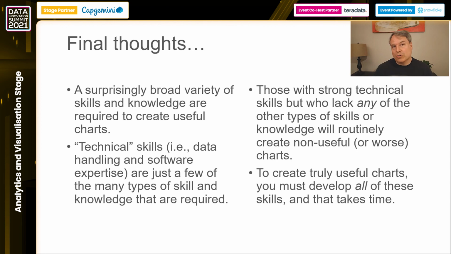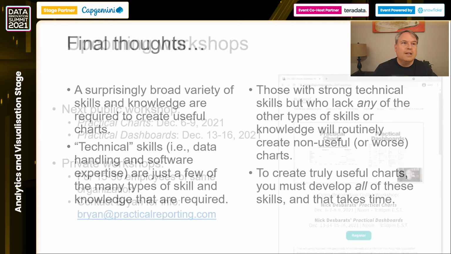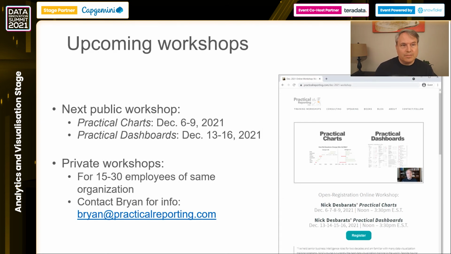And so the takeaway is that in order to create truly useful charts, we have to develop not some, but all of these skills, right? And that takes time. Just the spelling and grammar of data visualization, like I said, I teach that as a 14-hour course. If you're interested in taking that course, obviously, I welcome you to do that.